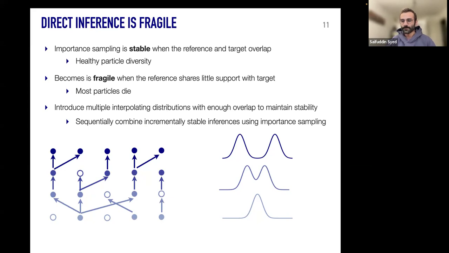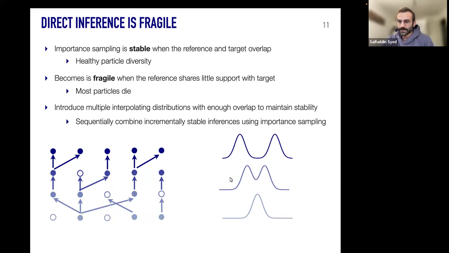And so essentially, we have stability when the reference is close to the target, and we have fragility when things are far away. So a simple solution, and this is motivating what we're going to be talking about for the next 50 minutes, is instead of doing a direct inference, going directly from the reference to the target, we can introduce a sequence of distributions in between, where each of the distributions is sufficiently close to each other that the procedure I described earlier is robust. So if we concatenate these procedures, we propagate the inferences from the reference incrementally over time, and we can hopefully get from the reference to the target in a stable and efficient way.